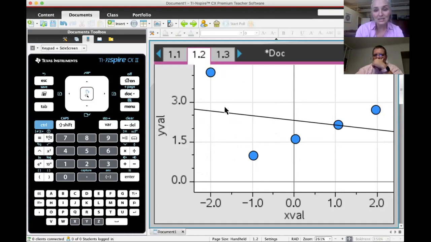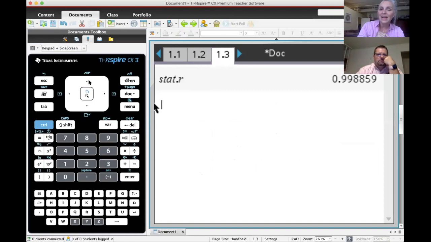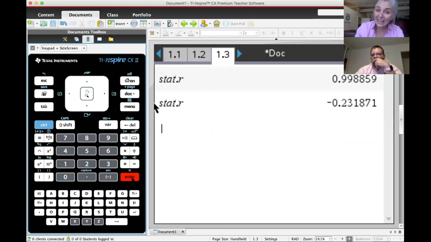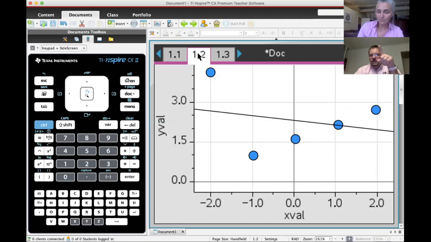Well, you can obviously see that it affected the line itself. How does it affect the R value? So remember, this was 0.9988 before he brought that point up to create an outlier, and now it's negative 0.23. So one outlier can really impact the regression line and the R value.